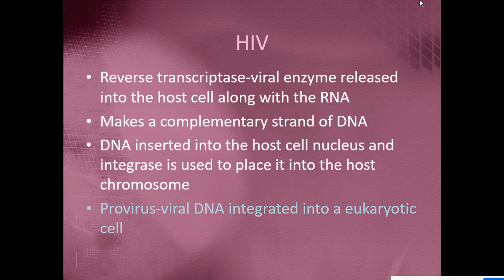So with HIV, it's going to go through reverse transcriptase, which is a viral enzyme that's going to be released into the host cell along with the RNA. It's going to make a complementary strand of DNA, which your body does on its own. DNA is going to be inserted into the host cell's nucleus, and integrase is used to place it into the host chromosome. So this last bullet point here is in blue. Provirus is a viral DNA integrated into a eukaryotic cell. So that is how HIV actually digs itself into your cells, and it becomes part of your cell, which is one of those main reasons why your body doesn't fight against it, because it is part of your body.